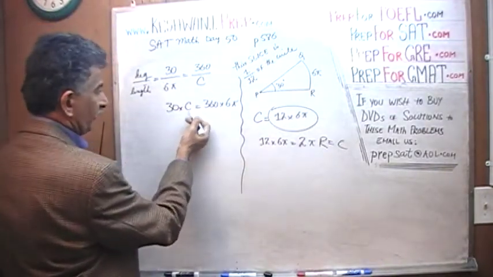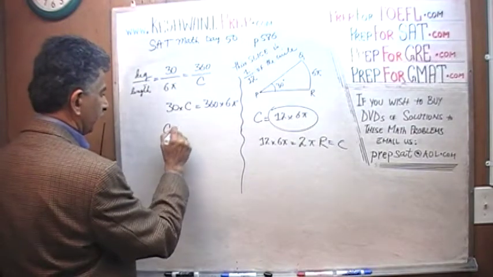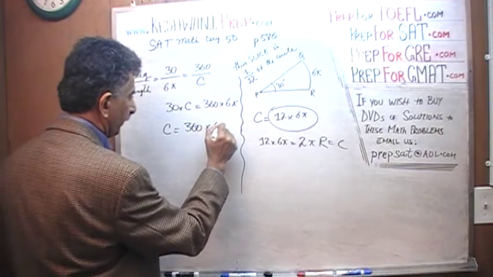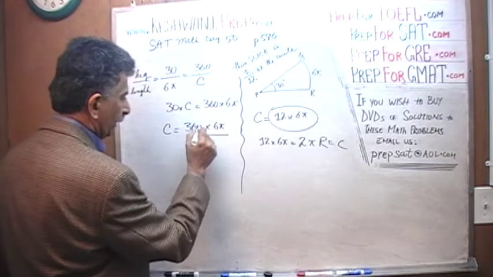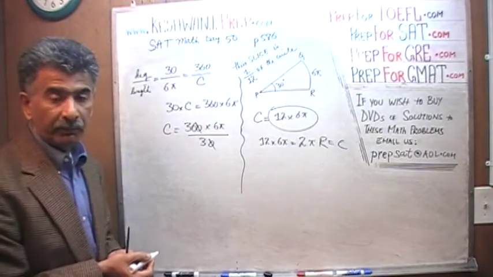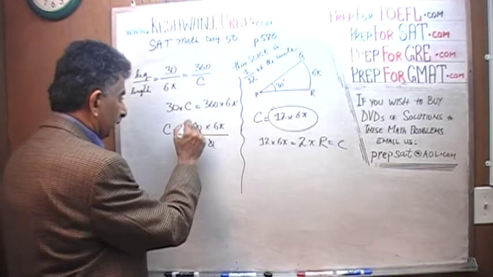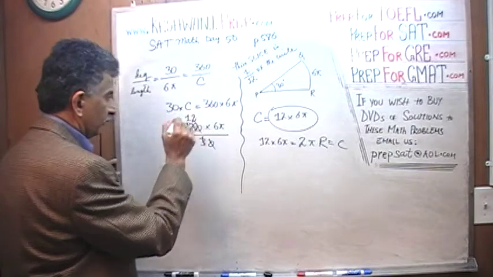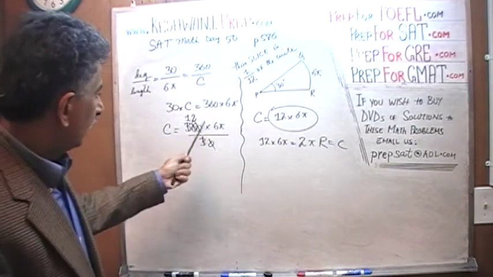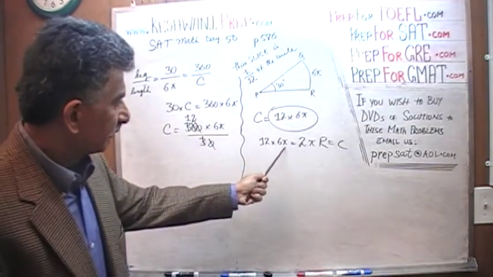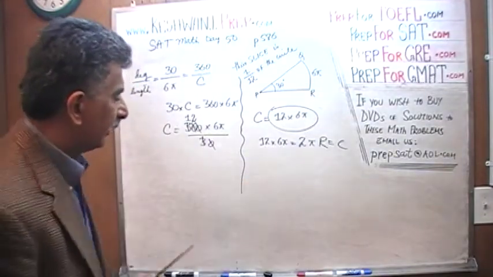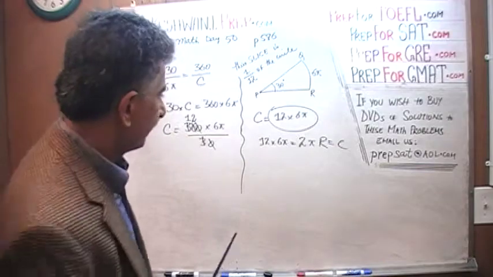We want to find the circumference, so let's divide both sides by 30, and the circumference equals 360 times 6 pi over 30. And of course the zeros drop out if you divide top and bottom by 10. And 3 divided by 3 will be 1, and then 6 goes into 36 twice. You can see 12 times 6 pi, that's your circumference. So now we know the circumference is 12 times 6 pi. We can solve for r, and that's exactly what we're going to do here.